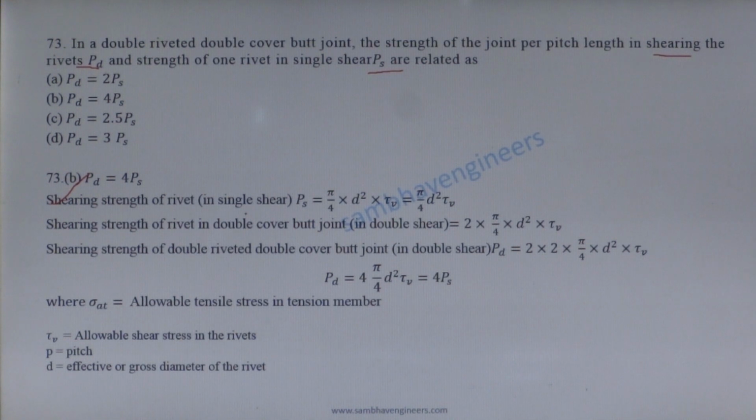The shear strength of the rivet in single shear PS is given by pi by 4 d square tau v. Tau v is the permissible shear stress and d is the diameter of the hole. Shear strength of the double riveted double cover butt joint PD is equal to, since the rivet is in double shear, 2 times single shear, and the joint is double riveted, so again multiplied by 2, which is equal to 4 times single shear. So the correct answer is B.